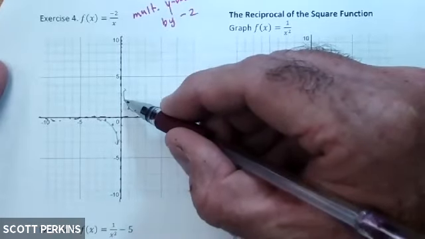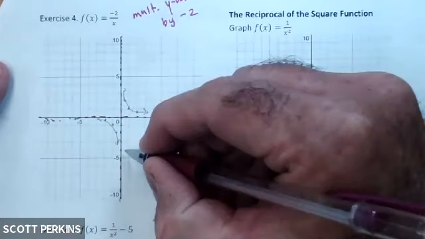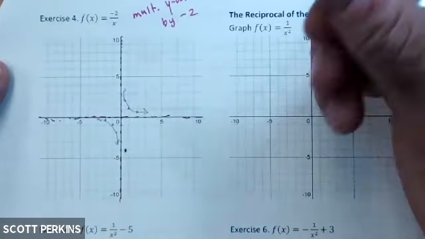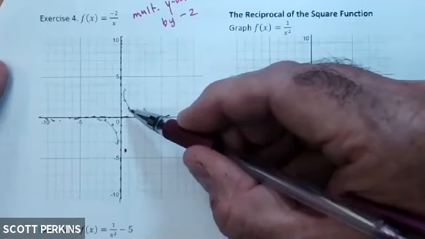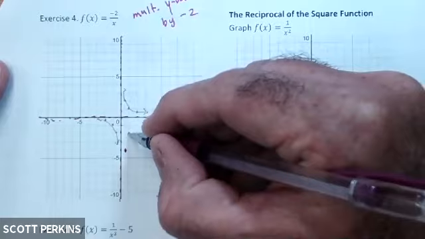So this y value is already 2. So 2 times -2 becomes -4. So I'm going to make a dot at -4. The y value of this point is 1. So 1 times -2 is -2. So I'm going to make a dot right there.